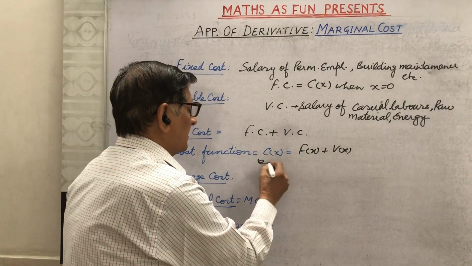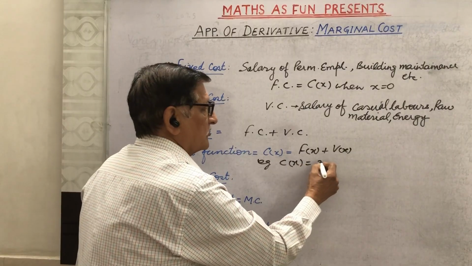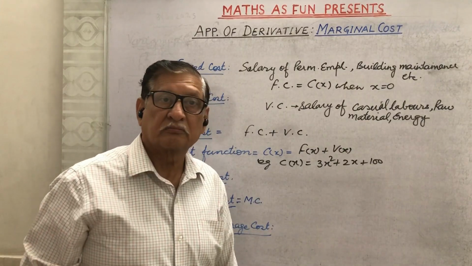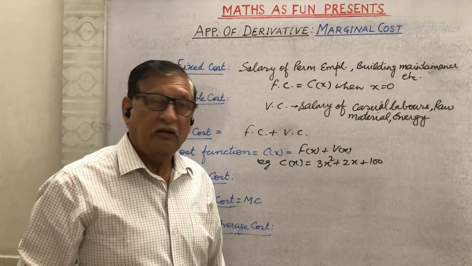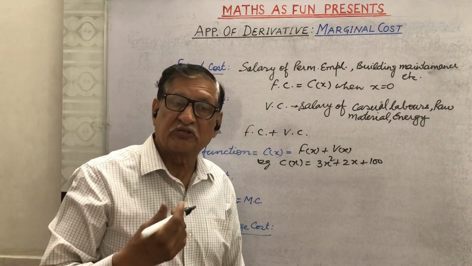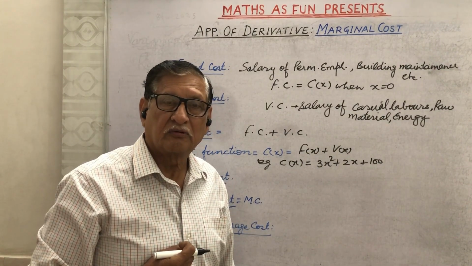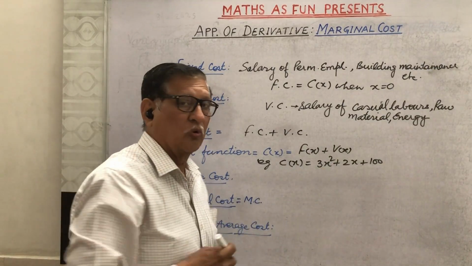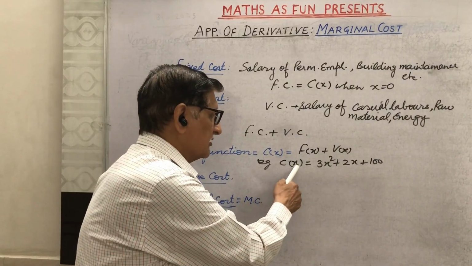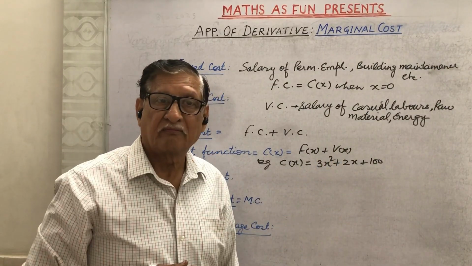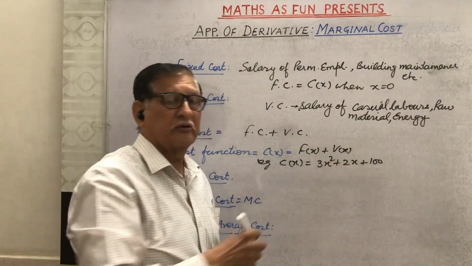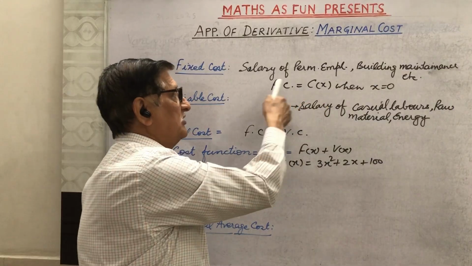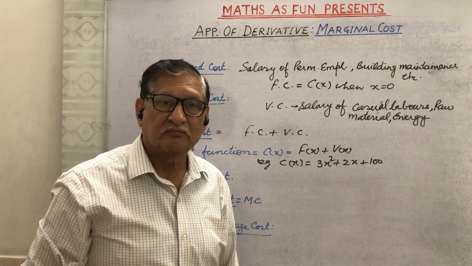For example, suppose we write C(x) as 3x² + 2x + 100. x is the number of commodities which we are producing or supplying in the market. If we substitute x as 0, we get C(0) = 100. It means the fixed cost is 100 in this case. That's why we say that when x is 0, the value of C(x) gives us the fixed cost.